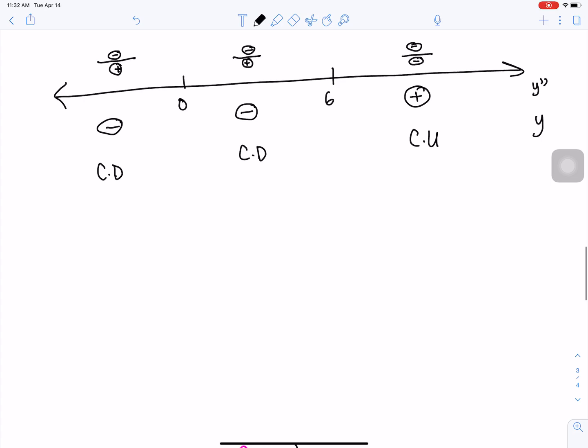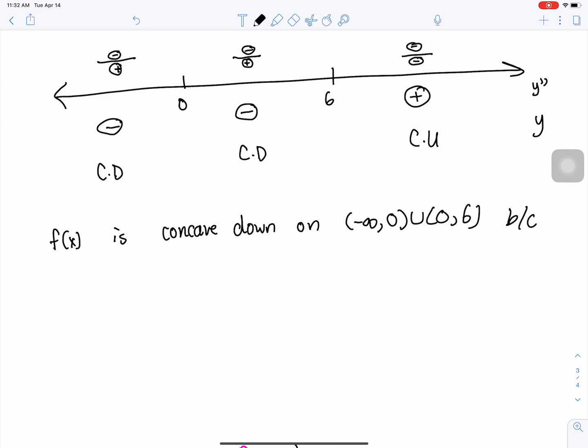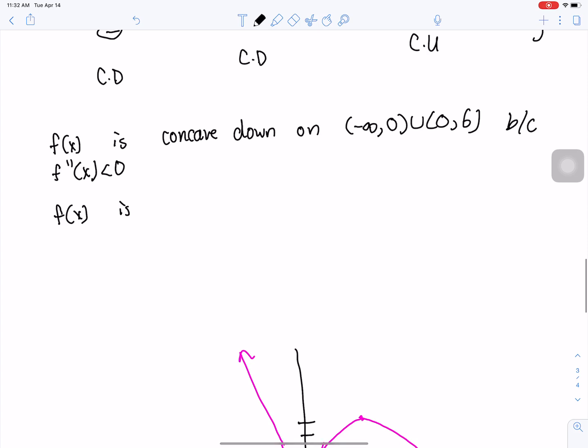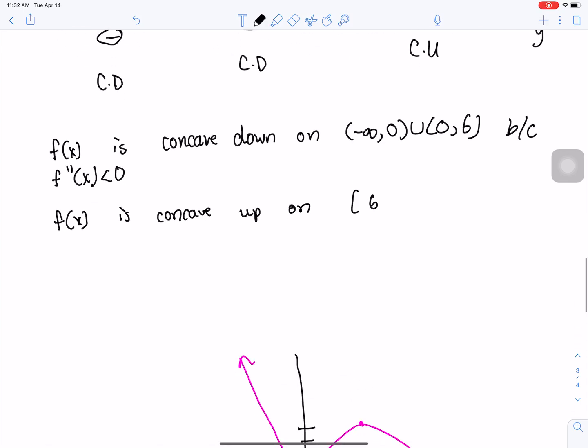Let's write our sentence. F of x is concave down on negative infinity to 0 union 0 to 6 because f double prime of x is less than 0. F of x is concave up on 6 to infinity because f double prime of x is greater than 0.